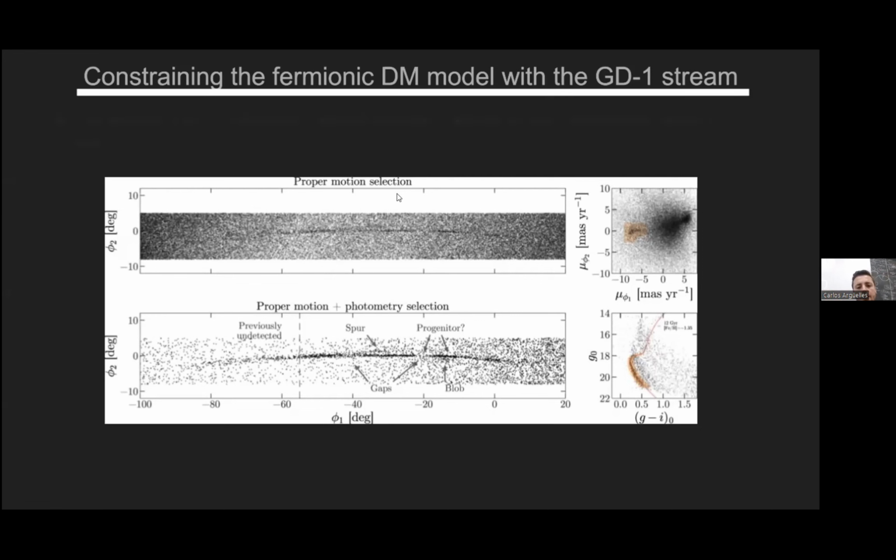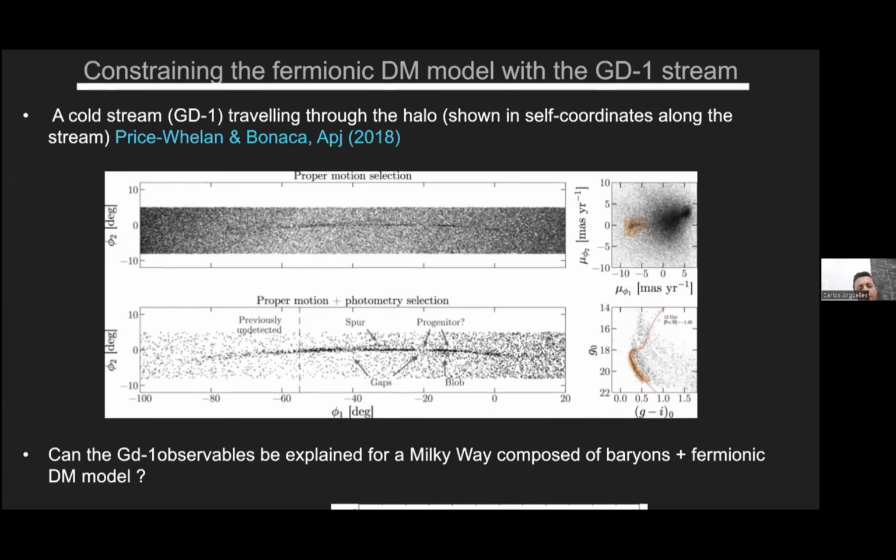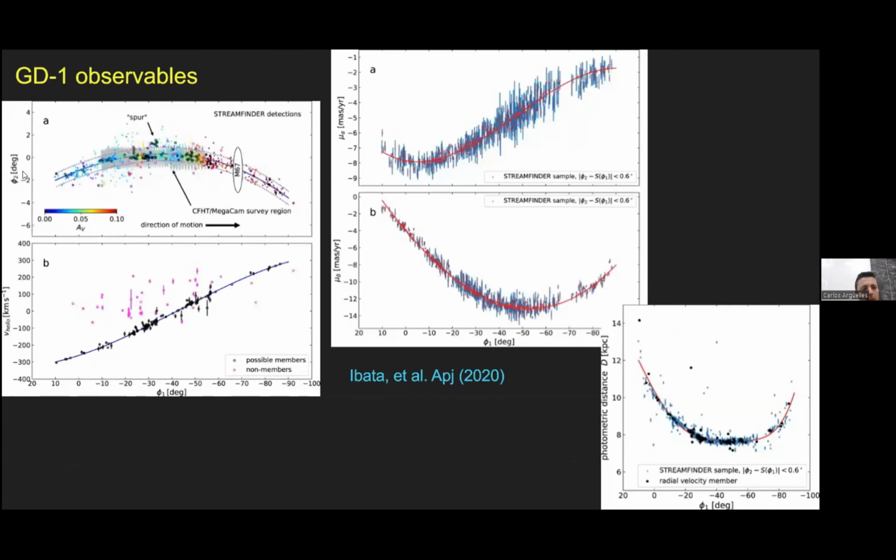And therefore, it shows that there are different patterns in the stream, some spurs, but it's clear that it is a very narrow trend in the angular position of the sky. So the challenge is to take the observables of this stream, which are the angular position along the stream in these specific coordinates, the heliocentric velocity, the proper motions, mu alpha, mu delta, which are data from Gaia, and the photometric distance.